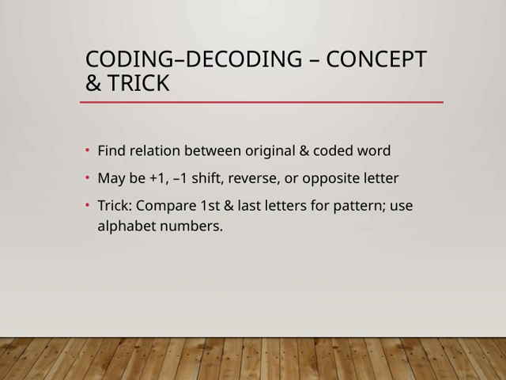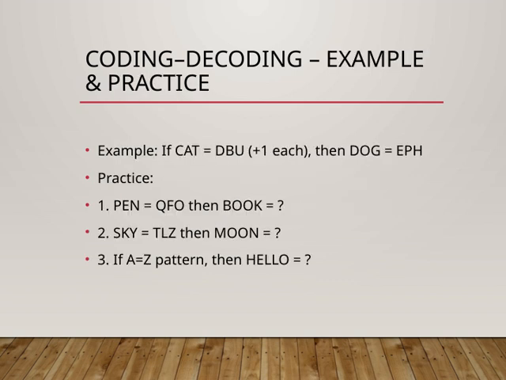This approach will make solving coding-decoding problems much more manageable and will help you see the underlying logic behind the transformations. Now, let's look at some examples and practice to understand coding and decoding better. In the example, we see that if cat becomes DBU by adding 1 to each letter, then dog would be EPH using the same pattern. The key idea here is shifting each letter by a certain number of places in the alphabet.